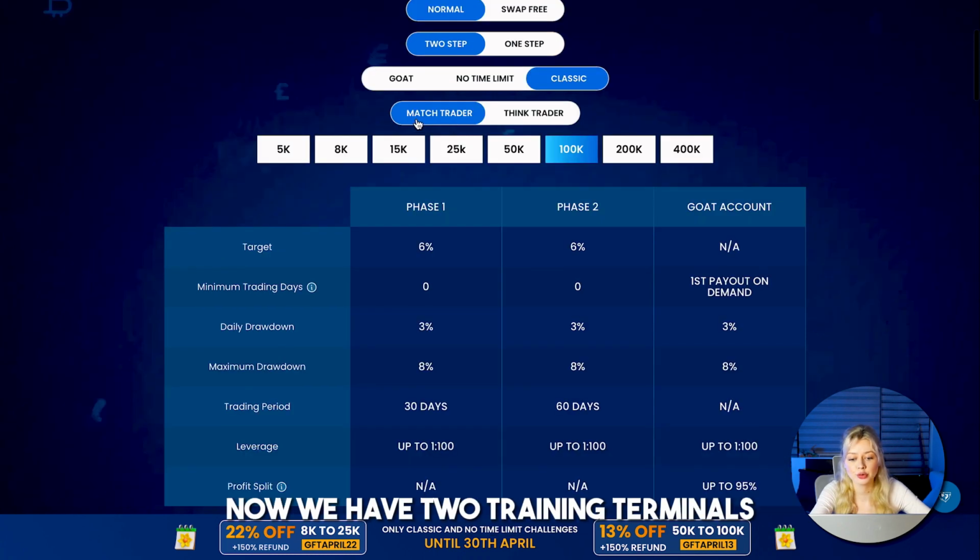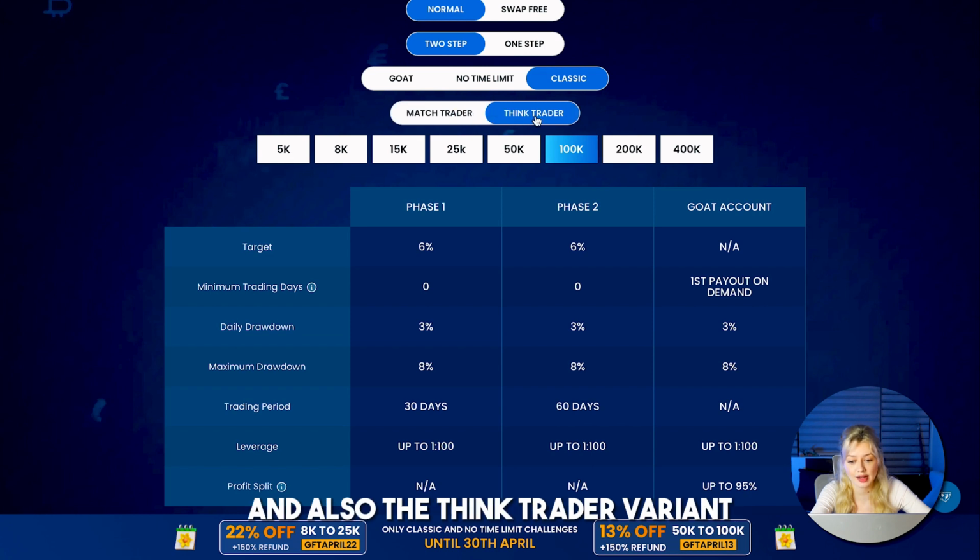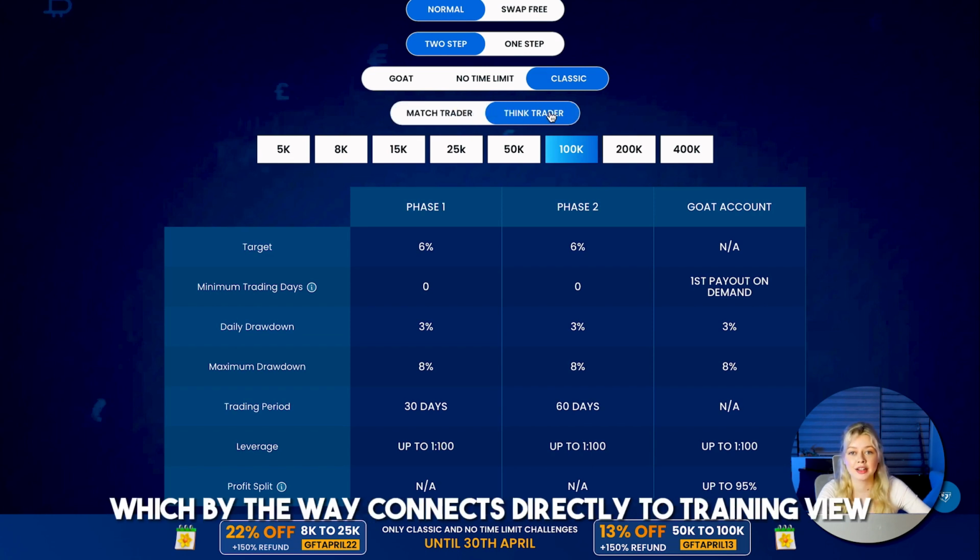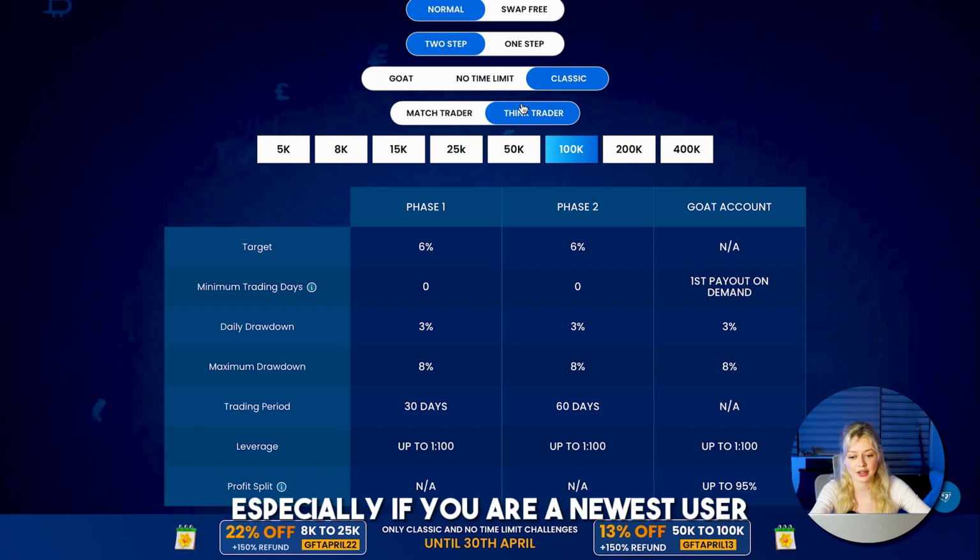Now we have two trading terminals. We have the Match Trader variant and also the Think Trader variant, which by the way connects directly to TradingView. Especially if you are an US user, this is going to be suitable for you.